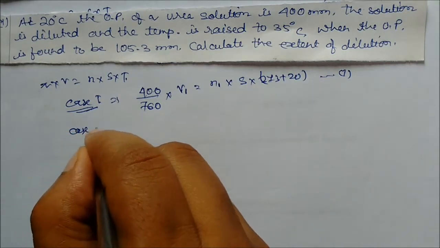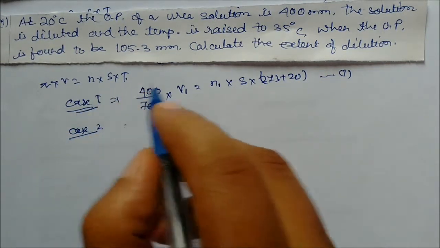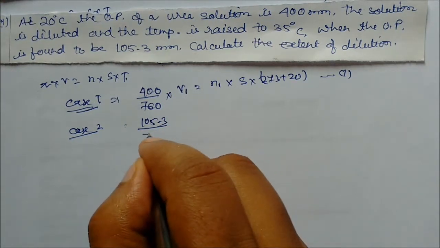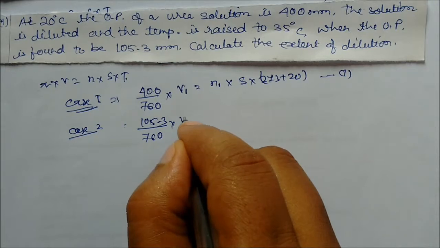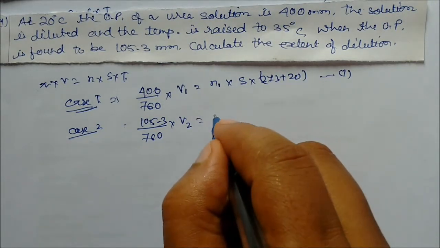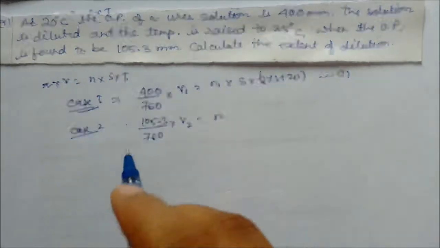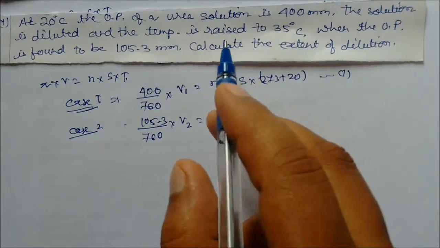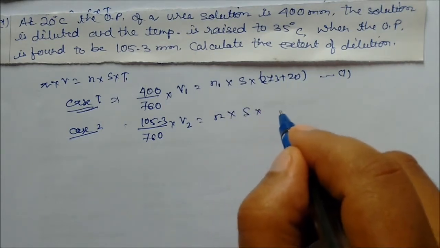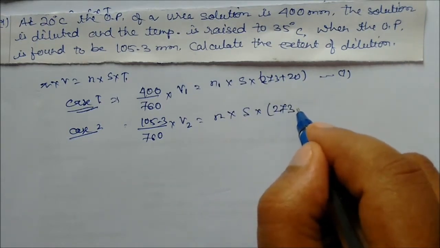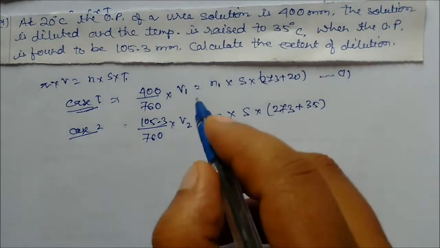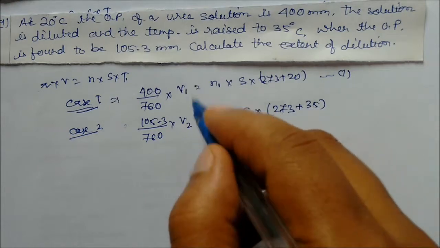Now case 2 will be the same, with 105.3 divided by 760. This time the volume will be different because we are diluting. The moles will be the same, because when diluting the amount of solute does not change, but the volume will change, and S is again the same. The temperature is 273 increased to 35 degrees centigrade. So now we will have the ratio V1 by V2.